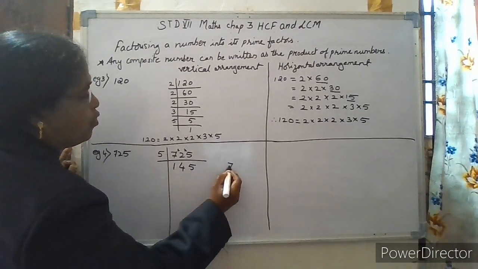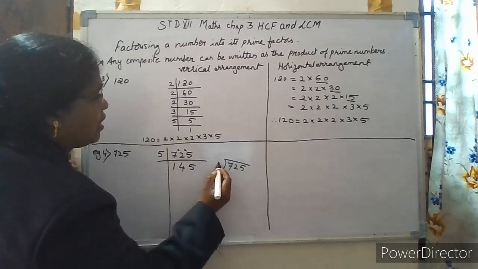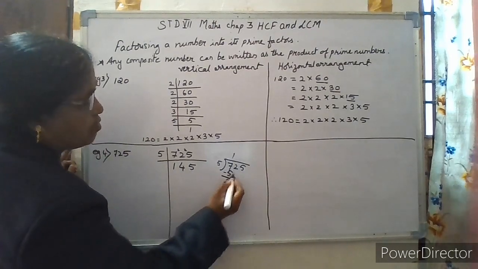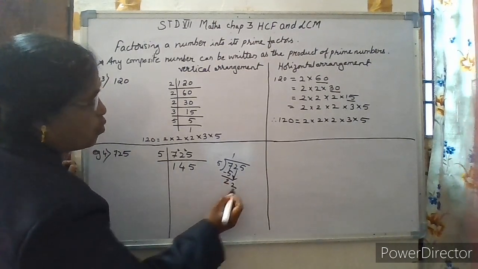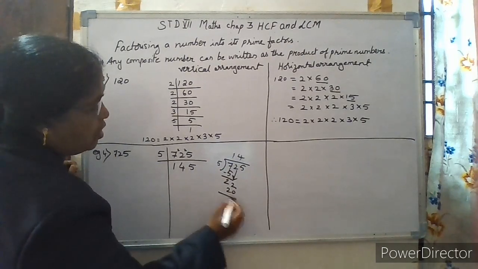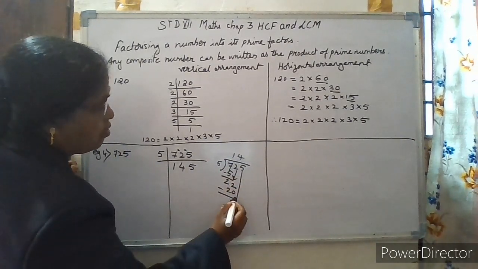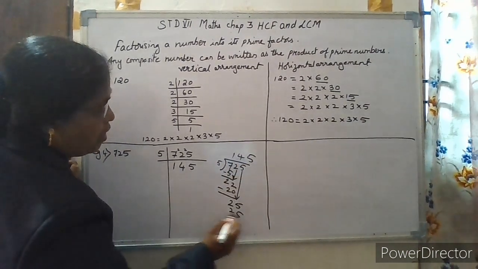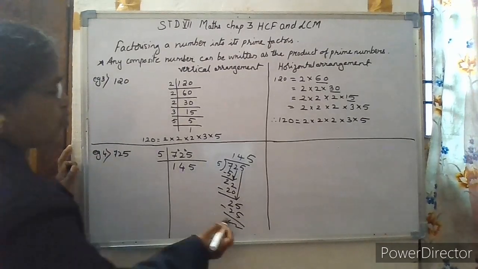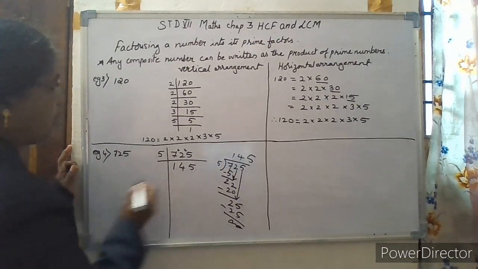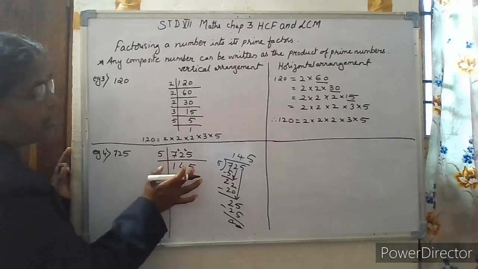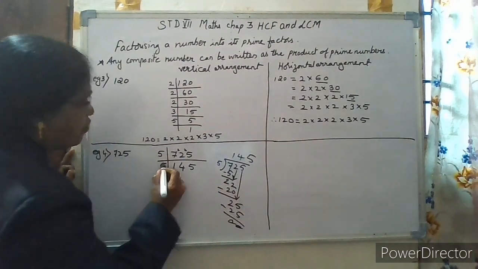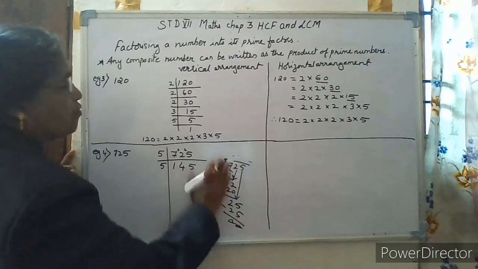Or if you don't know this, then you can directly divide and see. 5 ones is 5. Simple division. 2 is left. Bring down this 2. 5 fours is 20. Minus, 2 is left. Bring down this 5. 5 5s is 25, minus, 0. So therefore it is now 145. Now this number again has 5 in the units place. So I will divide it by 5 again. Prime number 5.